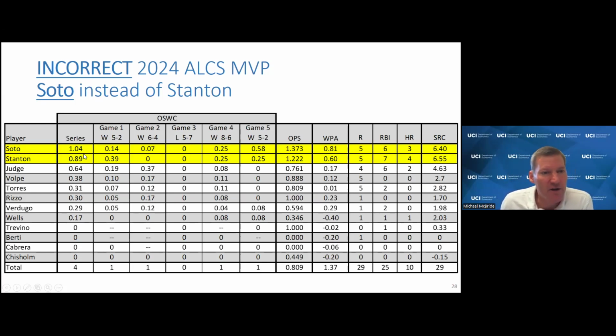Juan Soto was better in OSWC than Stanton. He was better in OPS than Stanton. He was better in WPA than Stanton. But where was Stanton better? Stanton was better in run production, particularly more runs batted in. So in this situation, the award went to the wrong person. So one out of three awards were right in 2024.